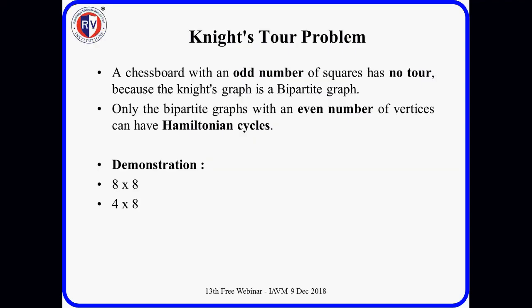A chessboard with an odd number of squares has no tour at all, because the knight's graph is a bipartite graph also. What is called a bipartite graph is, we take a graph. The graph consists of vertices as well as edges. I am going to split the vertex set into two subsets, that is V1 and V2. V1 union V2 is equal to the set V, and V1 intersection V2 is a null set. So every edge goes from one vertex in one set to one vertex in the other set, then this is called a bipartite graph. So the knight's tour problem represents a bipartite graph.